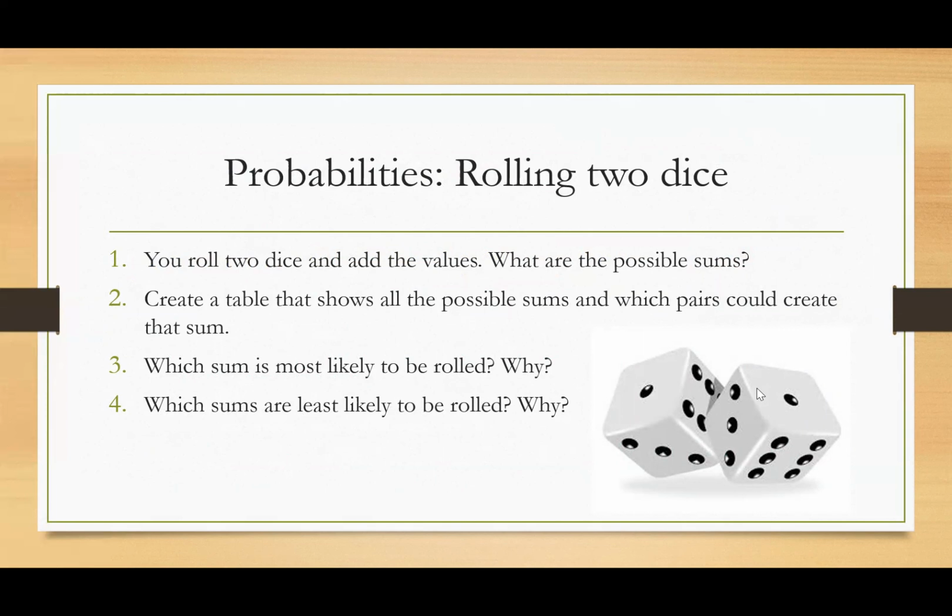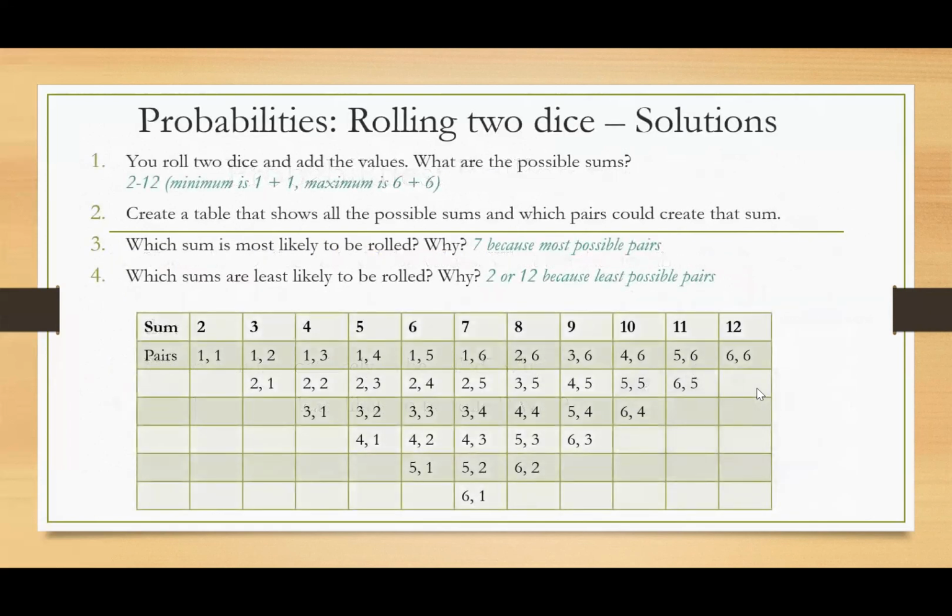So our task is to create a table that shows all these possible sums from 2 to 12 and which pairs, or which 2 dice combinations, would create that sum. So I have that on this next slide here. I've listed out all the different sums, 2 to 12, and the different pairs of dice that could lead us to that sum. And you'll see that it follows this kind of triangle shape.